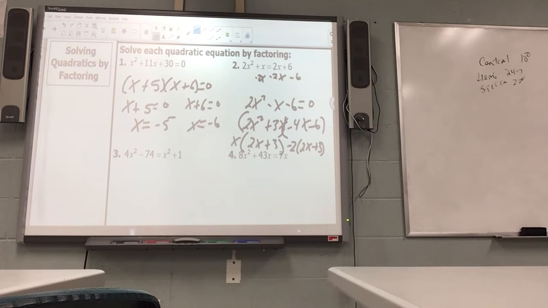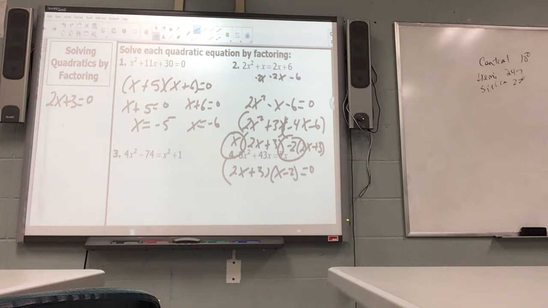Okay, so your answer here would be the 2x plus 3, because you had that twice, and then what's left, the x minus 2. So now just set both of those equal to 0 and solve. I'm coming way up over here now. 2x plus 3 equals 0.